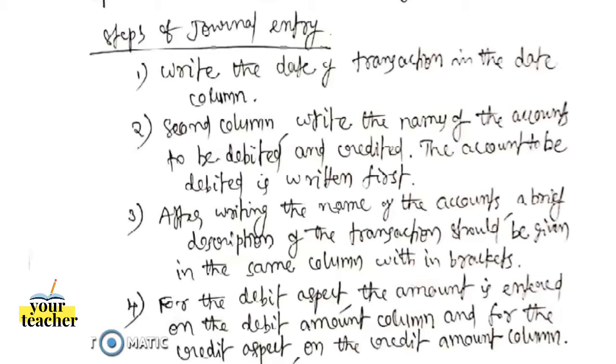Then the next column is written as LF, which represents the ledger folio. For the time being, you can keep it blank. Then the last two columns represent the debit side and the credit side. The amount for the debit aspect is entered in the debit amount column, and for the credit aspect, we will enter the credit amount in the credit amount column.